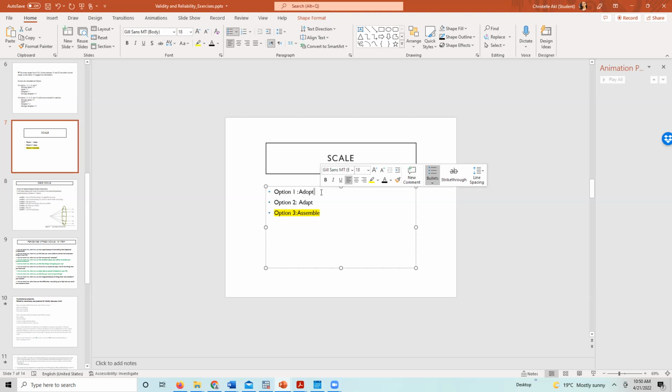These are the first options, so from the start, this is what you have to decide. Then once you decide on one option and you build your scale, you need to test it. How do we test the scale? Whether you adapt or assemble, you need to test it.